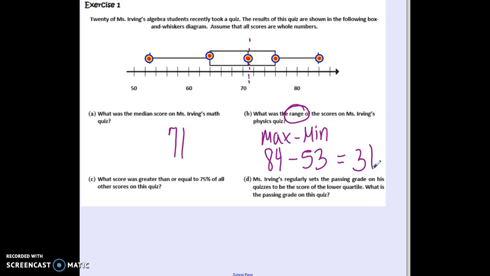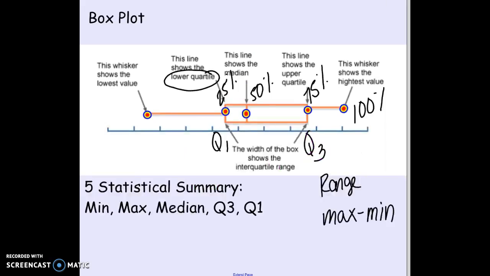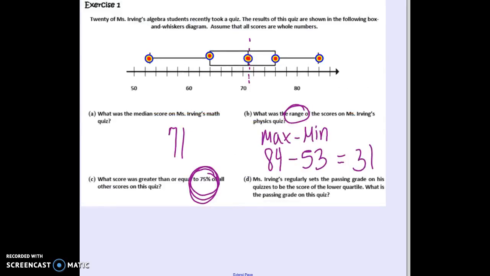C, what score was greater than or equal to 75% of the other scores? So we're looking at 75%. Which value represents 75% of the scores? Q3 is 75% of the scores. So we're going to go up to our graph and look at quartile 3. And that would be a 76. So that means 75% of the kids scored 76 or lower.